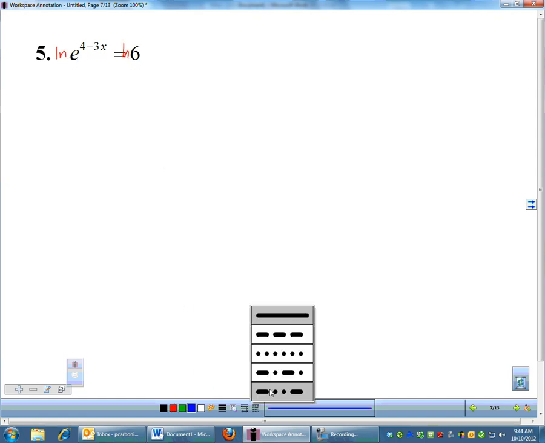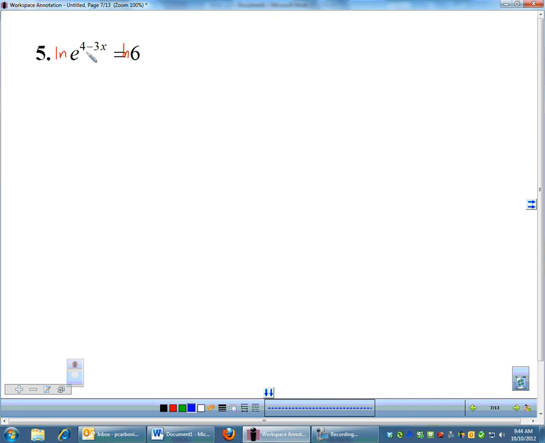And for the sake of being consistent, there is a little trick we could do with this one, but I'll be consistent. I'll do the same thing I've been doing. Anytime you take the natural log, we do that because it allows you to bring that exponent down. Now here's where you have to be careful. That exponent needs to be trapped in parentheses. It's (4 minus 3x) all times the natural log of e is equal to the natural log of 6.